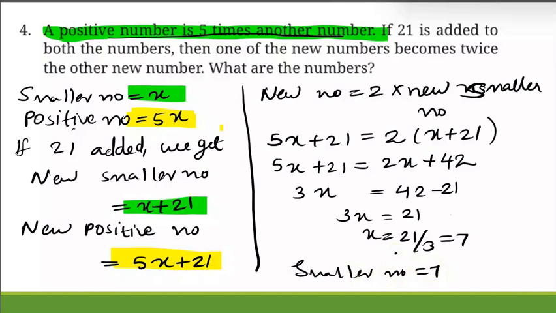The smaller number x is equal to 7, and the bigger number, the positive number, is 5 times x, that is 5 times 7, you will get 35. The only thing you have to remember here is that one of the new numbers becomes twice the other new number, meaning the smaller number twice will be equal to the bigger number. That is what you have to be careful about here. Okay, now we will move to the next question.